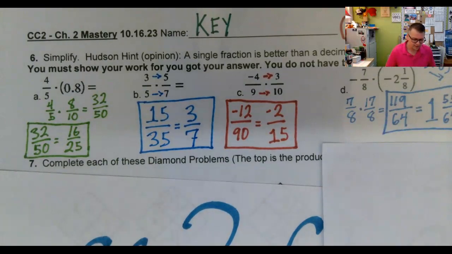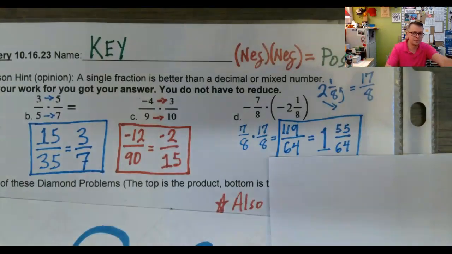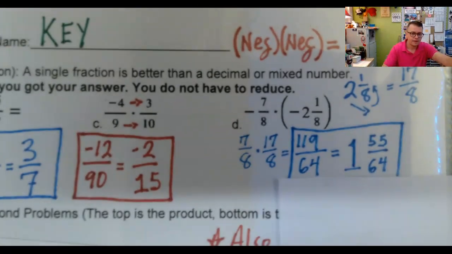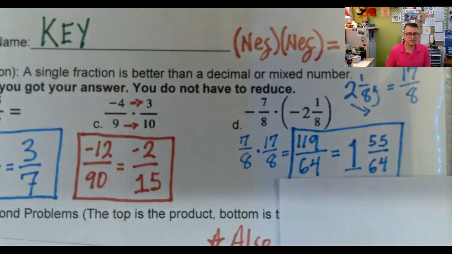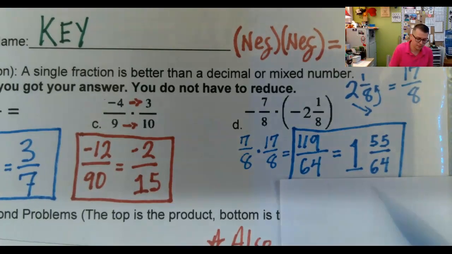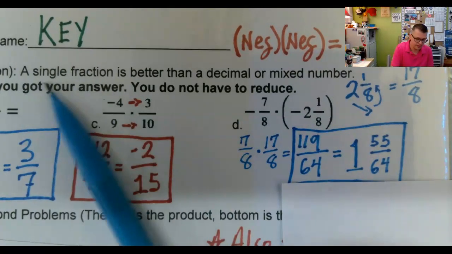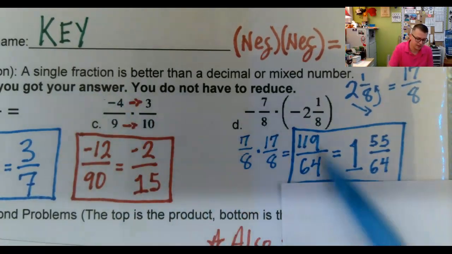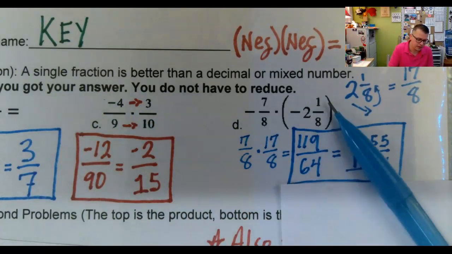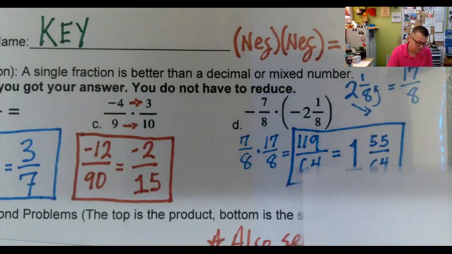And part D. A lot of us goofed up part D, so we're going to talk about this for a moment. I shouldn't say you should not. It's really dangerous to try to do this multiplication broken up. So guys, my biggest advice, like I write up here, a single fraction is better. So to make 2 1/8 improper, 2 times 8 plus 1, so we get 17 over 8.